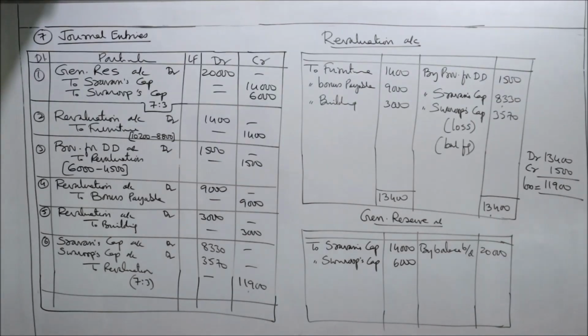If you listen to this lecture, if you view this video once or twice, two, three times, then definitely you will be able to get command over journal entries regarding revaluation of assets and liabilities, and regarding general reserve.